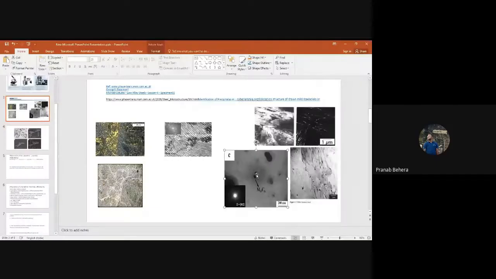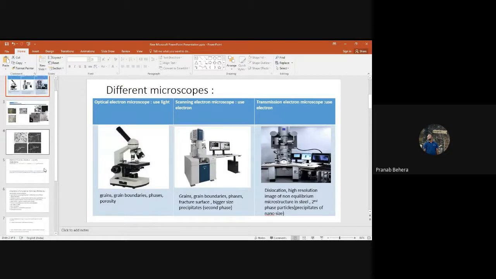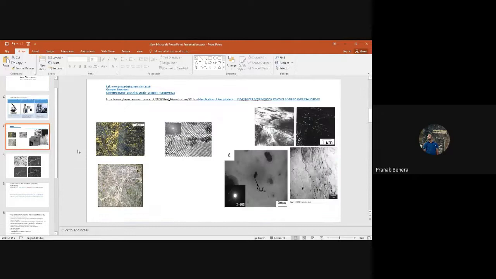Okay, how can you identify? You have to do EDX. There is a method called EDX, energy dispersive X-ray or energy dispersive spectroscopy, right? There is an attachment with the microscope. So you have to do EDX on it, which means you take the composition of this one. If you take the composition, you will get M23C6.